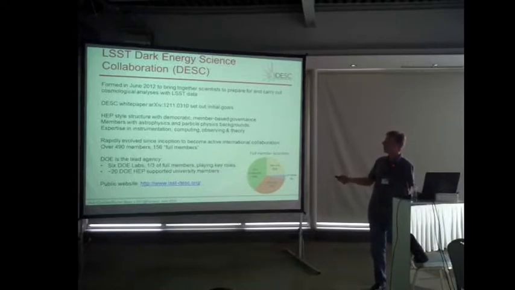It's a few years old. It's not as old as the science book, but it gives a nice overview of what we're trying to achieve with DESC. Currently, we're one of the larger science collaborations. There are about 490 members, 156 of whom are full members. I'll explain a little bit later what the difference between a member and a full member is.